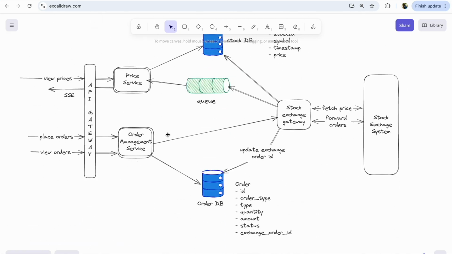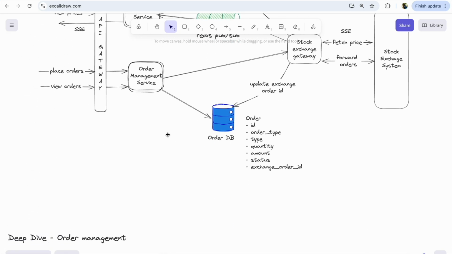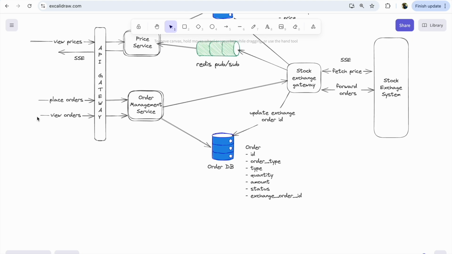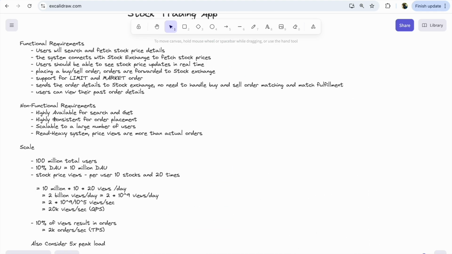One thing is, viewing the orders is basically from this database. If we have to shard or partition, we should partition it based on the order ID, because we have a requirement of viewing the orders, right? So we should partition the database using order ID. Next, non-functional requirements: highly available for search and get, highly consistent for order placement, scalable to a large number of users, read heavy system, price views are more than actual orders.